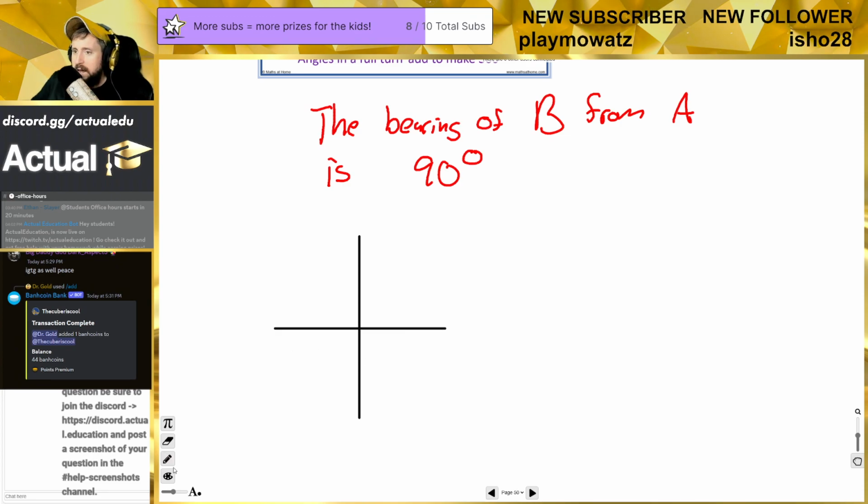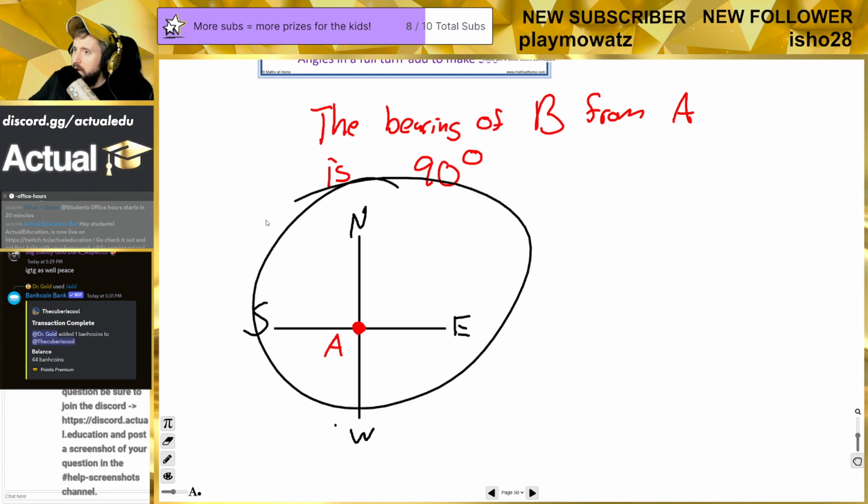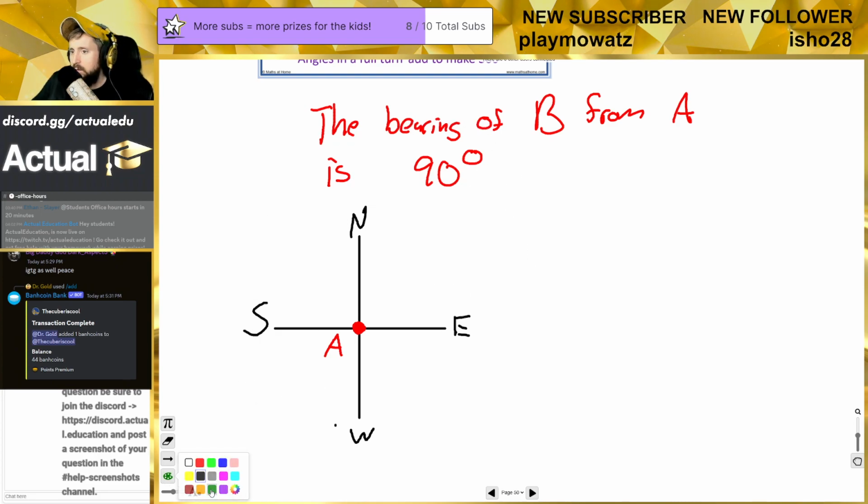Point A is here, and I know that B has a bearing of 90 degrees. So if this is A, with north, east, west, south, where is 90 degrees? What direction does 90 degrees point in? Yeah, you're right. It's north, east, south, west.